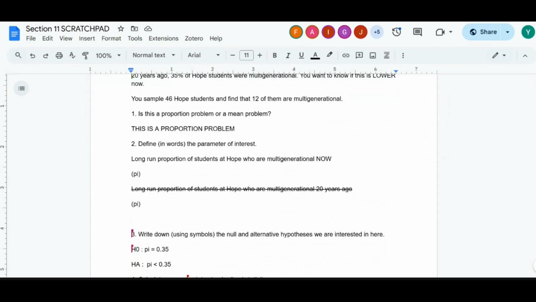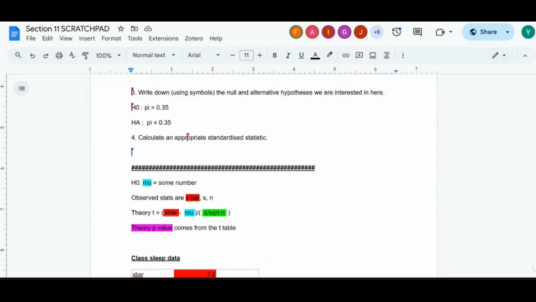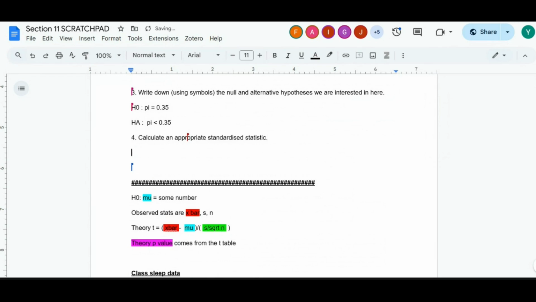Okay? Good. And so, calculate an appropriate standardized statistic. Which one do we want? It's kind of like there are three types of candy. Which one is it? They are all standardized statistics, okay? There's three of them. Which one do I want?